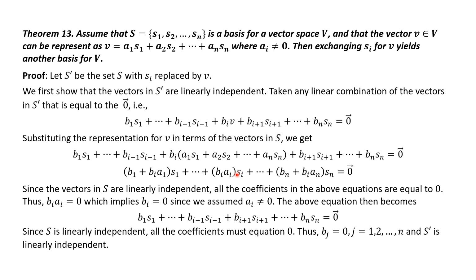Although it's missing the S_i term, it doesn't matter. It's still a linear combination of the basis vectors from S, and we know that since the vectors in S are linearly independent, all these B's must be equal to 0. So B_j equals 0, j equals 1 to n. We already had shown for this particular B_i is equal to 0, and then we've shown the rest of them are here. So S prime is linearly independent.